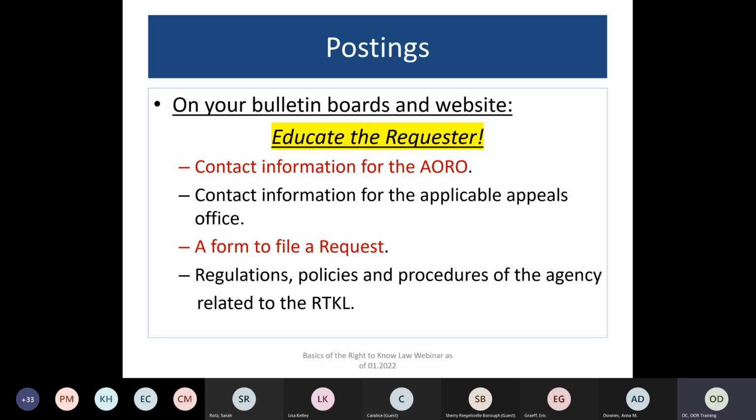You need to have a form available for them to fill out a request in case they don't have one. And then finally, list any of those local regulations, policies, and procedures that you may have locally that are unique to your specific municipality. Okay, but educate the requester. Let them know what the playing field looks like before they enter the game, so there's the least amount of surprises and things go as smoothly as possible from everybody's perspective.